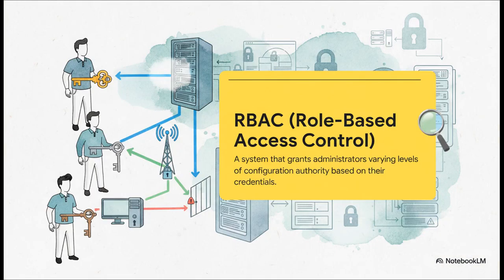These big systems also use something called Role-Based Access Control, or RBAC. Think of it this way. Instead of one admin password for everybody, RBAC means different people get different keys. A junior tech might be able to check the status, but only a senior engineer can change the core configuration. It's a huge deal for security and just keeping track of who did what in a big company.